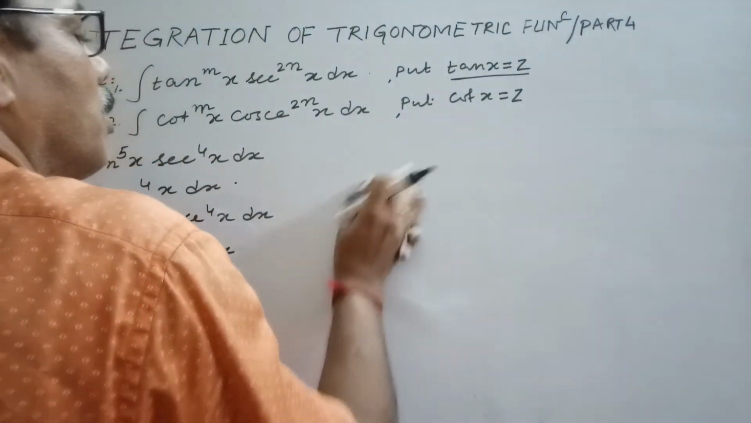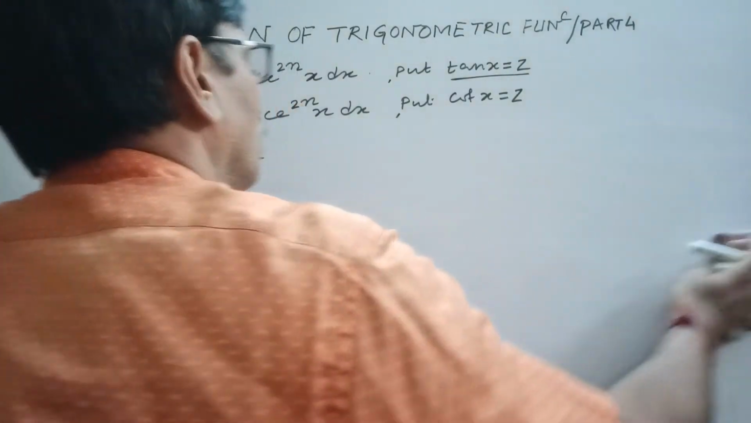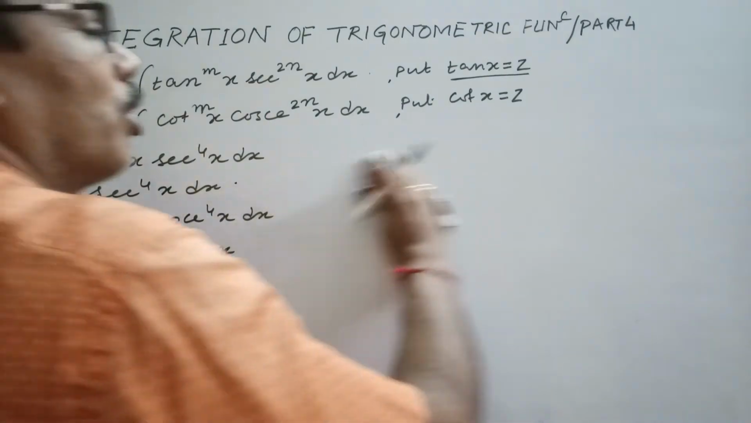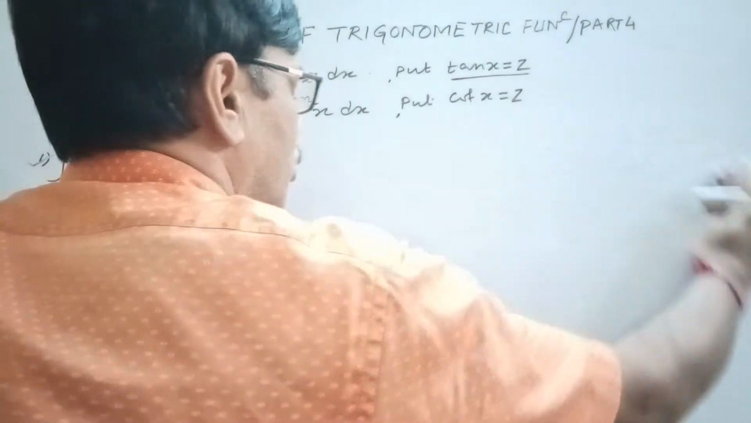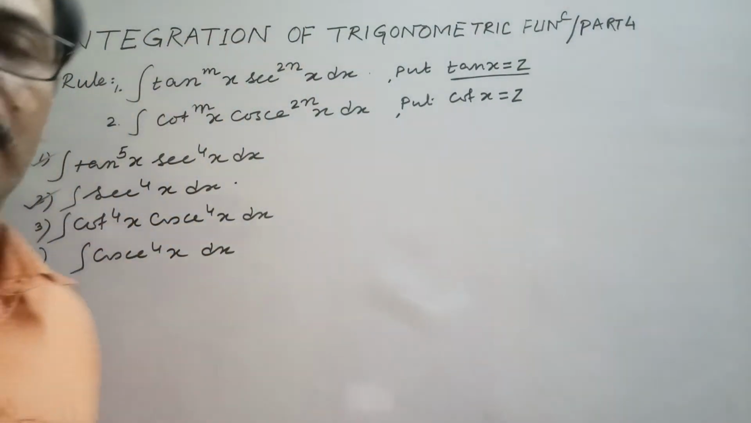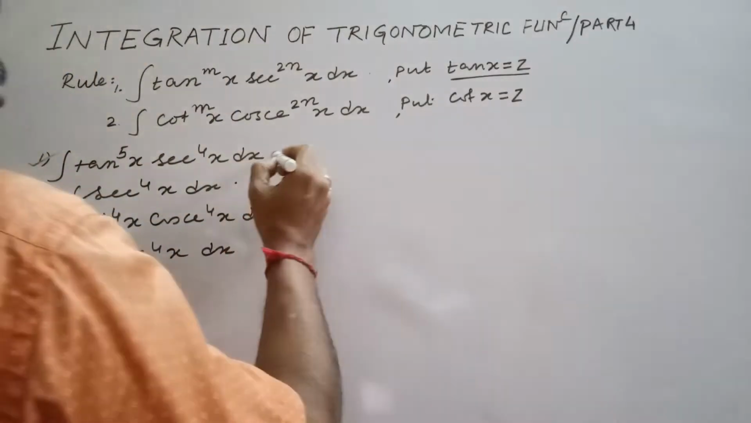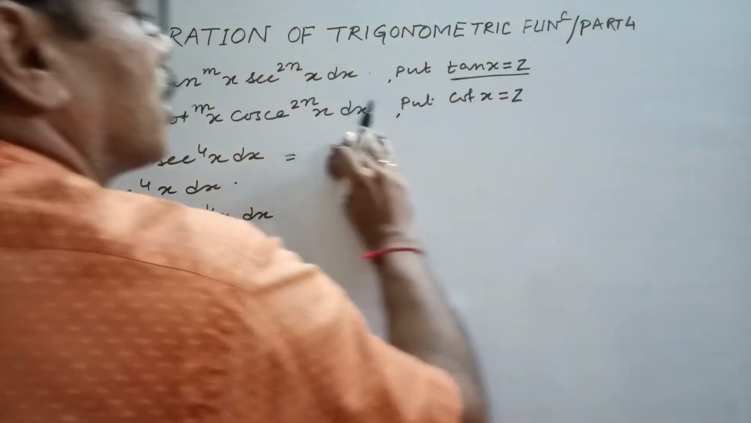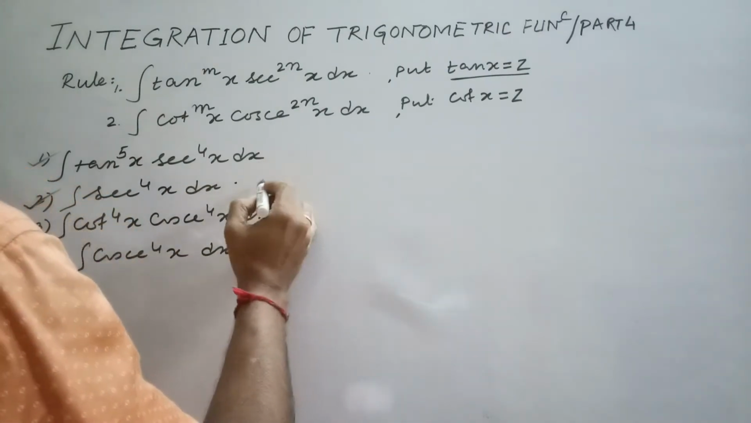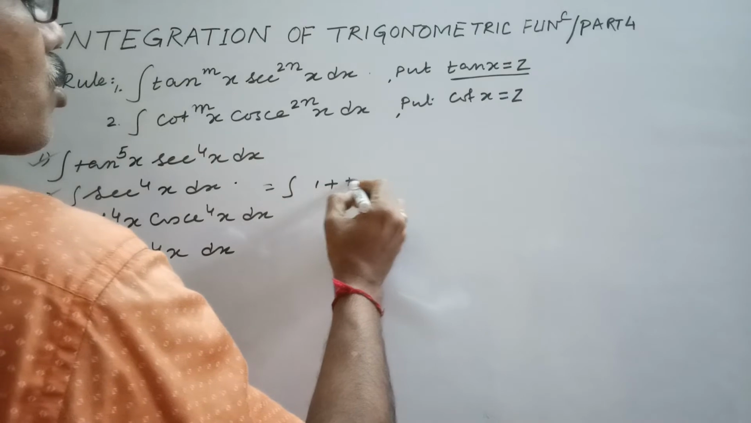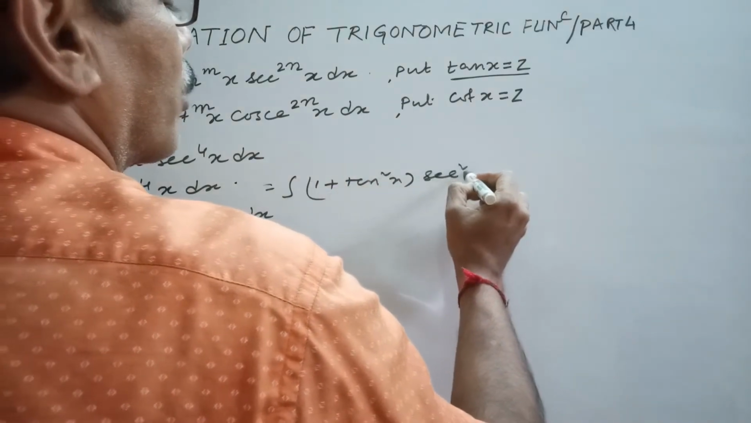So sec to the power 4x dx. So no tan, or you can take tan x to the power 0. It does not depend on the power of tan. It may be even or odd. So sec to the power 4, the power of sec is even. So we can write it as 1 plus tan square x into sec square x.